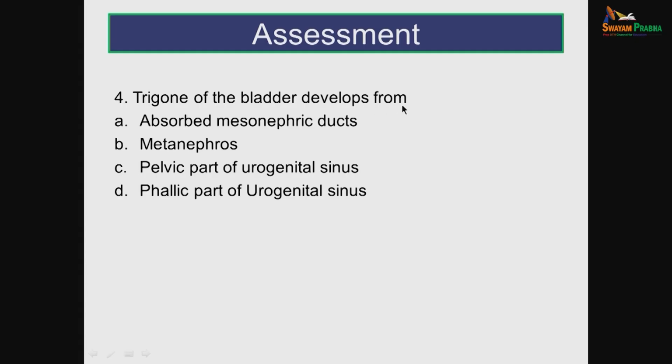The trigone of the bladder, which we said is the triangular area on the posterior wall of the bladder, develops from: A. Absorbed mesonephric ducts, B. Metanephros, C. Pelvic part of urogenital sinus, D. Phallic part of urogenital sinus. We have already understood that the trigone is going to develop from the absorption of mesonephric ducts into the vesico-urethral canal. We will move to the next question.